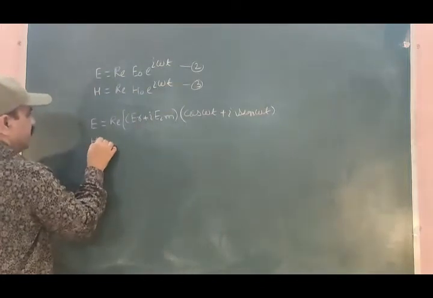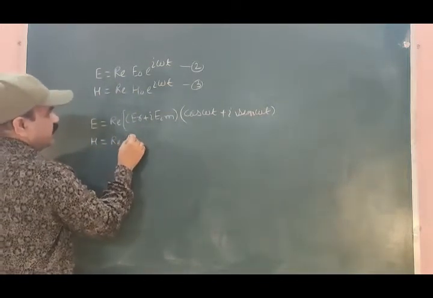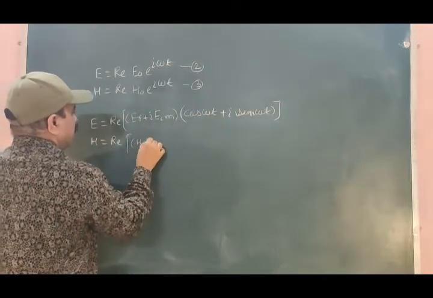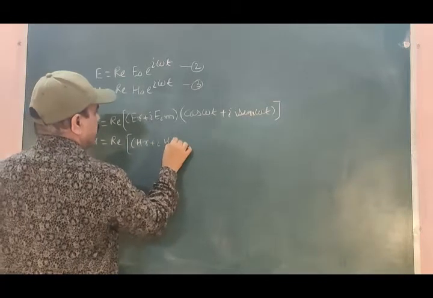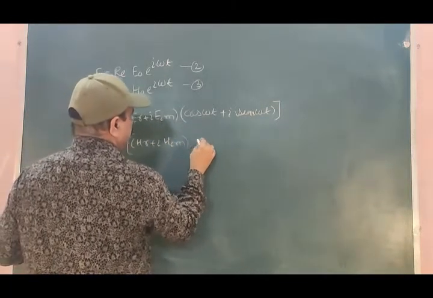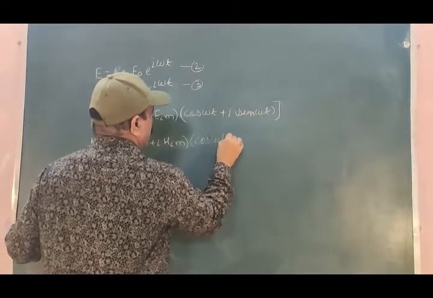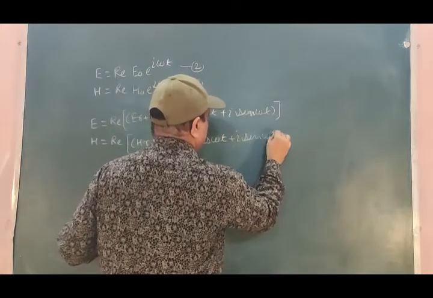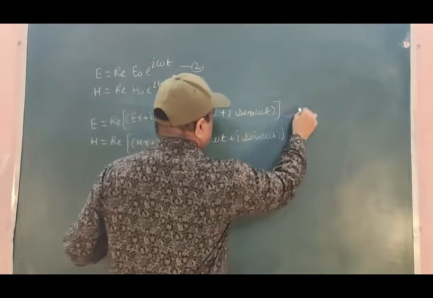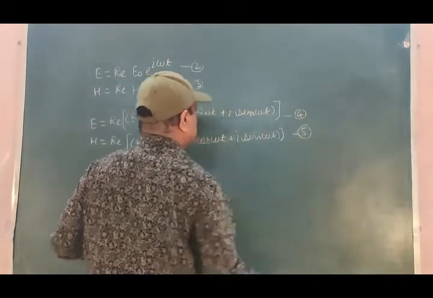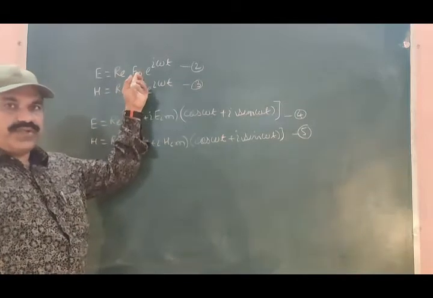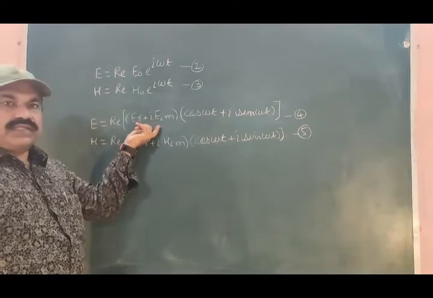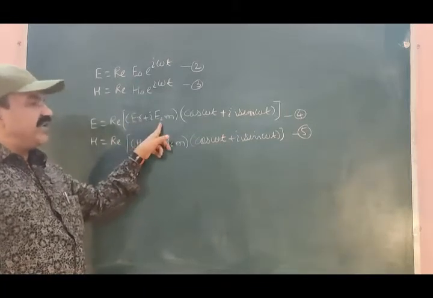H, similarly, has a real part HR plus I times HIM. E0 is complex. It can be written as ER plus I EIM, real part plus imaginary part.